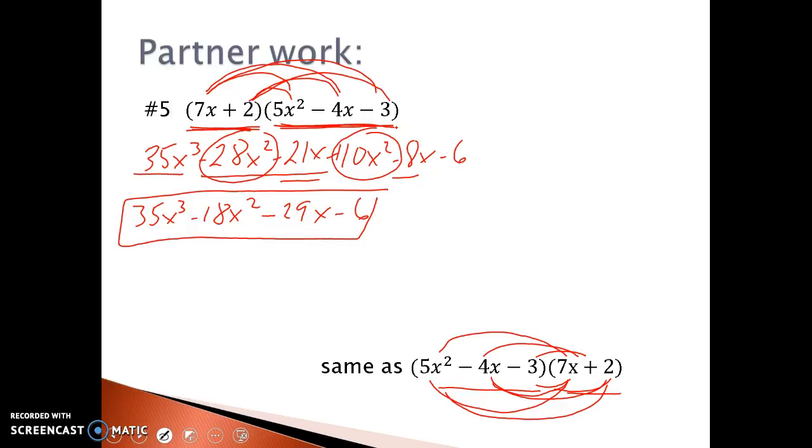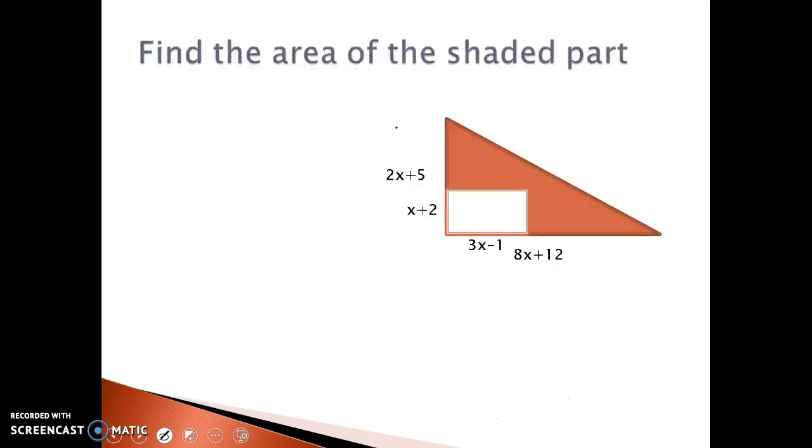And so let's go ahead and move on to the last problem we have here. I want to find the area of the shaded region. And so the shaded region is all of this area, but not the white rectangle. So what I'm going to do first is find the area of the triangle. You might remember that the area of a triangle is 1/2 the base times the height. So to find the area of the triangle, I would take 1/2 times the base, and the base of the triangle is 8x plus 12. And then the height of the triangle is 2x plus 5.